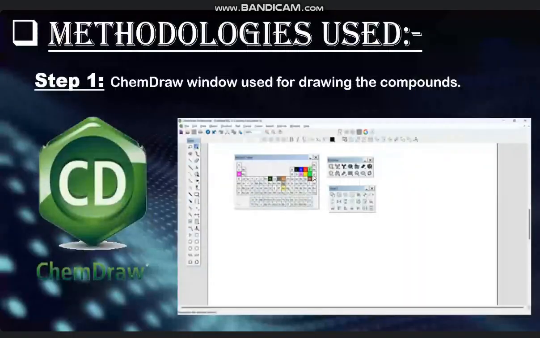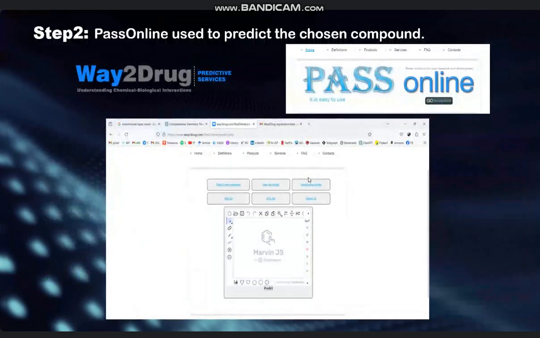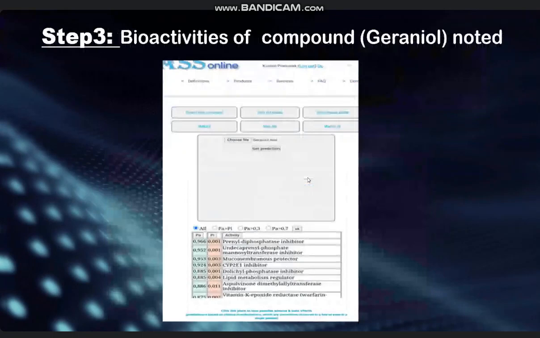These are the methodologies I have used. In step 1, I have used ChemDraw software to draw the structure of my chosen compounds and to make the mol file. In step 2, I registered on PASS Online and got the prediction about the bioactivities of the compound by submitting the mol file. And in step 3, bioactivities of the chosen compounds are noted.